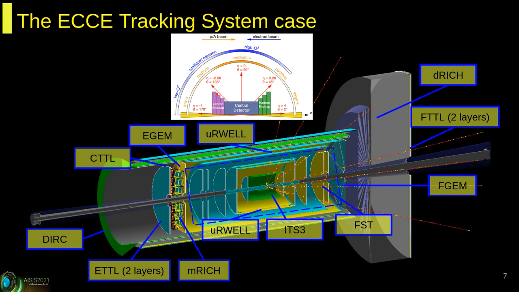Similarly, eta between negative 0.88 to 4 is called the backward region, and the region between negative 0.88 to positive 0.88 is called the central barrel region. The forward direction is also called the hadron going direction, and the backward is also called the electron going direction. The tracking system comprises the inner tracking system, followed by the outer tracking station, and then a set of PID detectors, followed by the time of flight detectors.